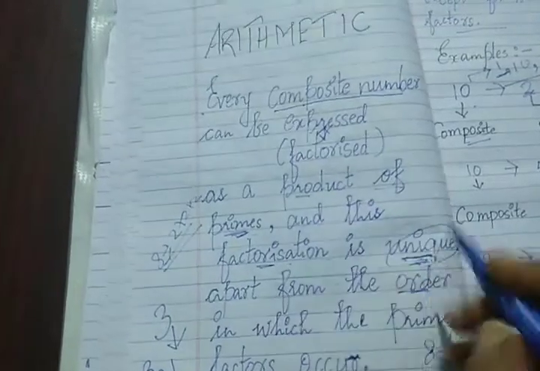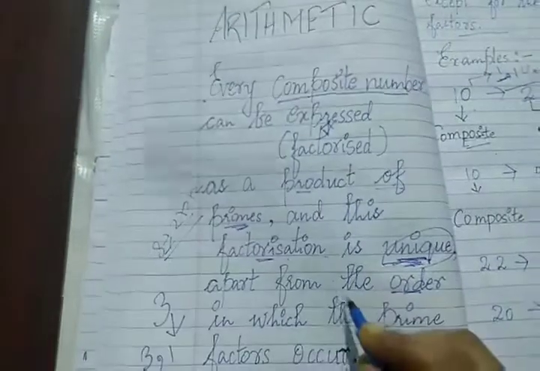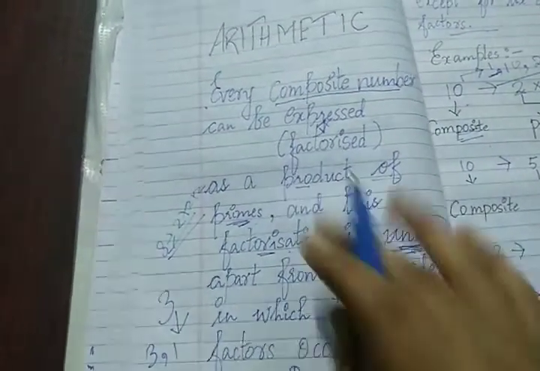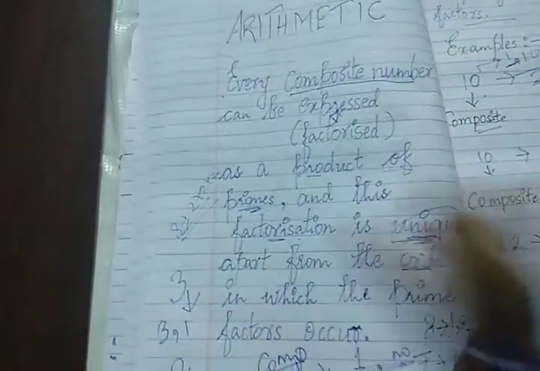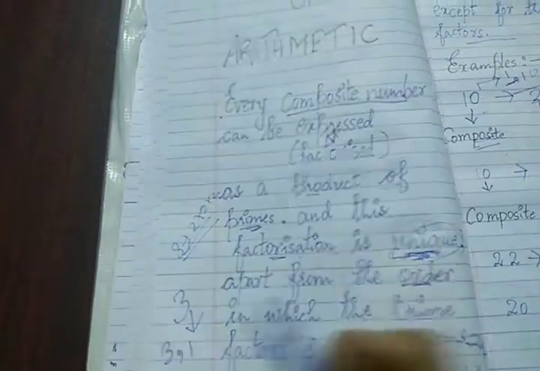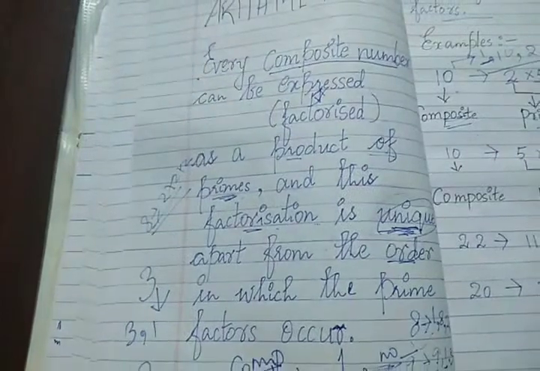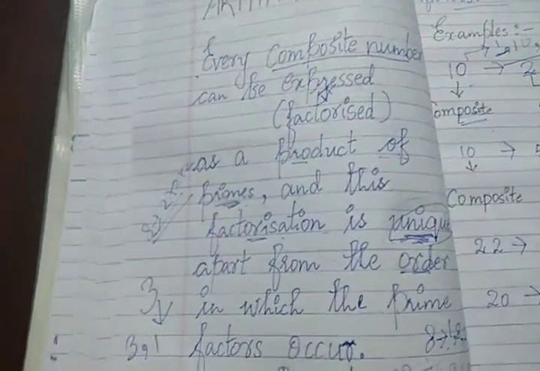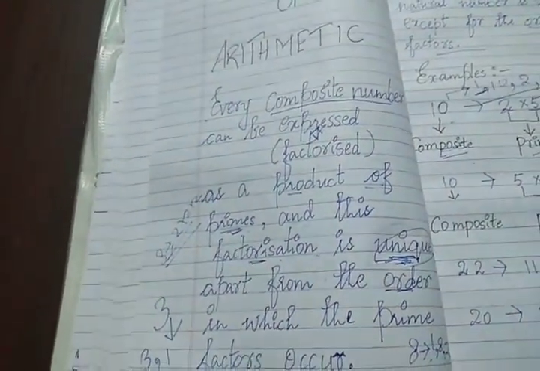That is what is given over here. Product of primes. And this factorization is unique. It is a unique factorization apart from the order in which the primes occur. Only the order can change. Apart from that, it is a unique factorization. Every composite number can be expressed or factorized as a product of primes, and this factorization is unique apart from the order in which the prime factors occur.